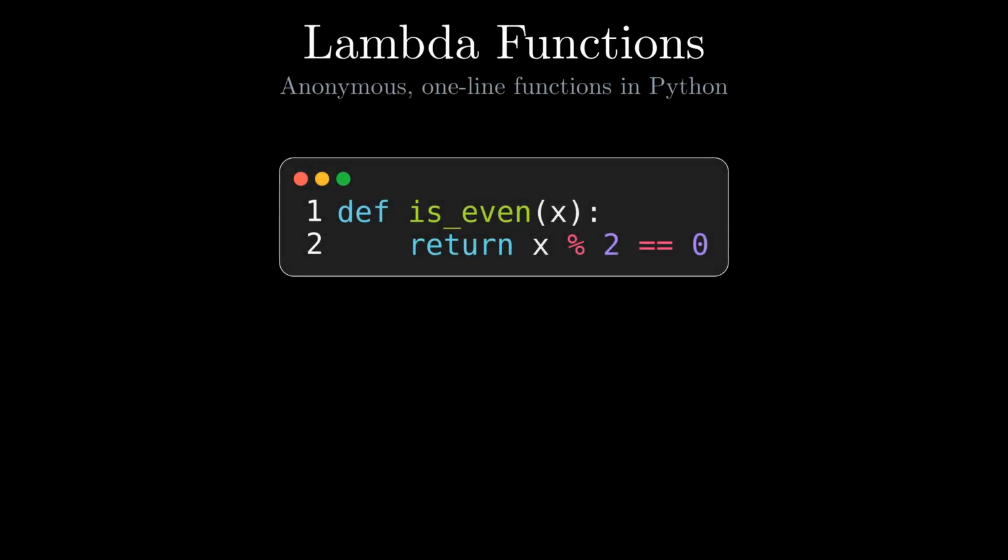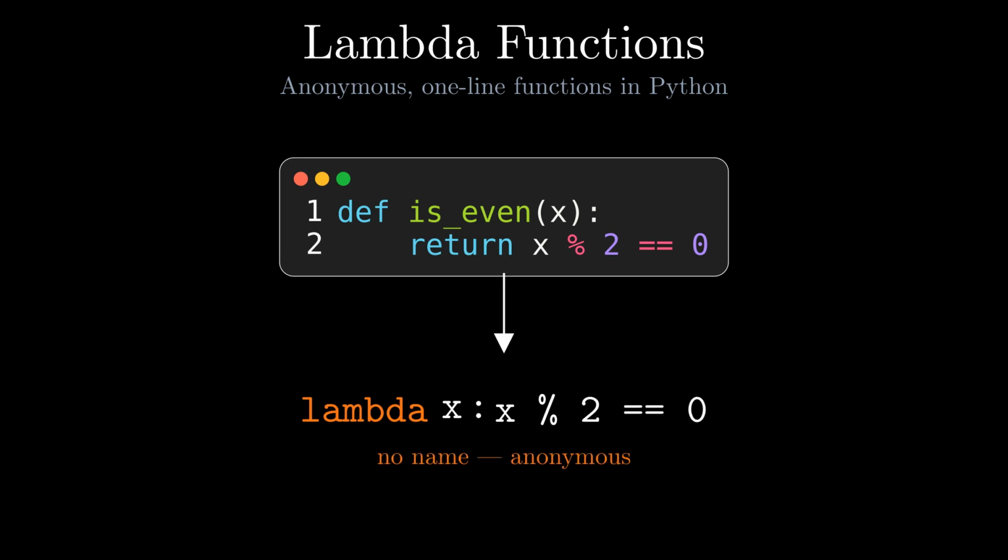Every function you've written so far has a name. You define it with def, then call it by that name whenever you need it. But sometimes you need a function just once for a single small job, and giving it a name feels like overkill. Python lets you build a function with no name at all, a lambda or anonymous function. Today we'll see what it is, how to write it, and when to use one.